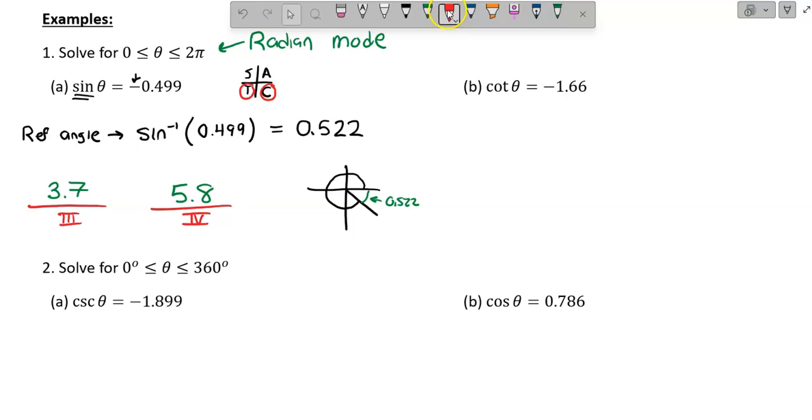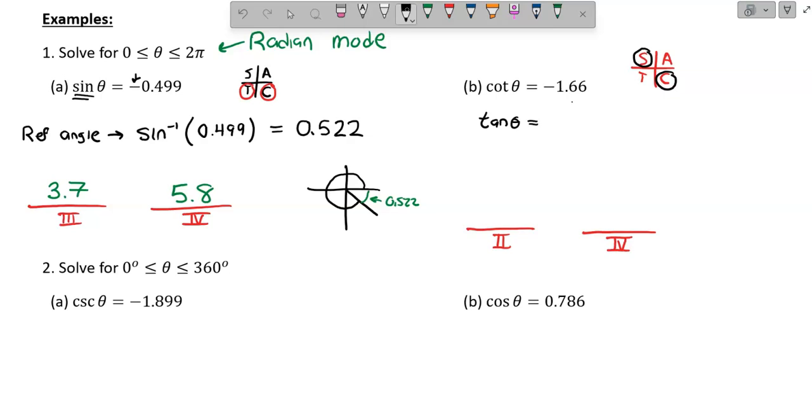In this case, we have a negative value again. Let's talk about ASTC real briefly. If we want cotangent to be negative, that's going to be in quadrants 2 and quadrant 4. So my 2 answers here, I will have a quadrant 2 answer, which we'll write on that line, and a quadrant 4 answer, which we will write on that line. Now, rather than doing inverse cotangent, remember that we can write this as a tangent equation instead.